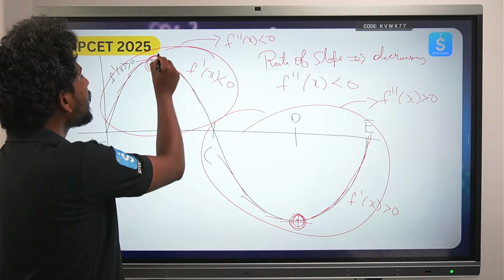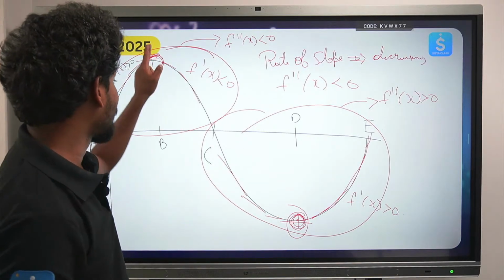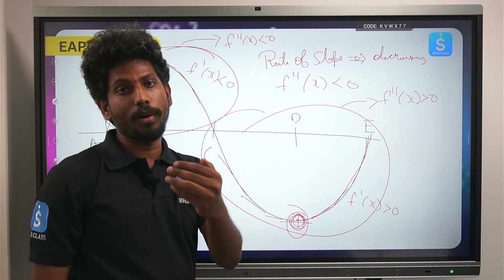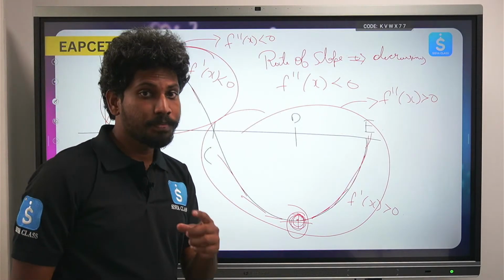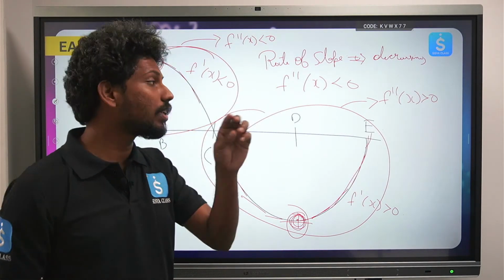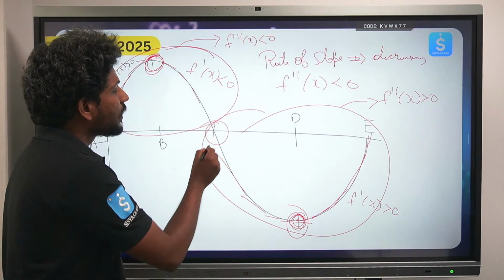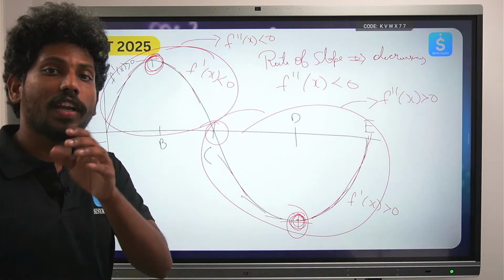So these points are called critical points. Wherever the first derivative is equal to 0, we call those points critical points. Or there is one more point which is hiding in all these points, that is nothing but this point C. This point C is called the point of inflection.